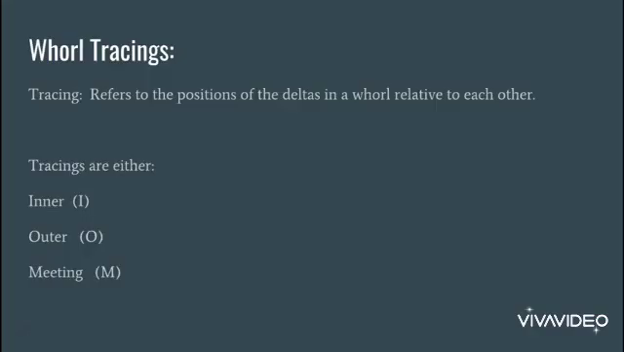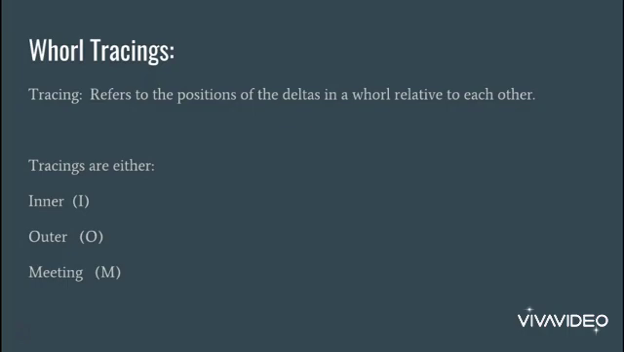So before we proceed on explaining how to trace a whorl, first we must know what a whorl is. A whorl is a type of print pattern that consists of one or more friction ridges making a complete circuit and two deltas. So we are going to be explaining what whorl tracing is.